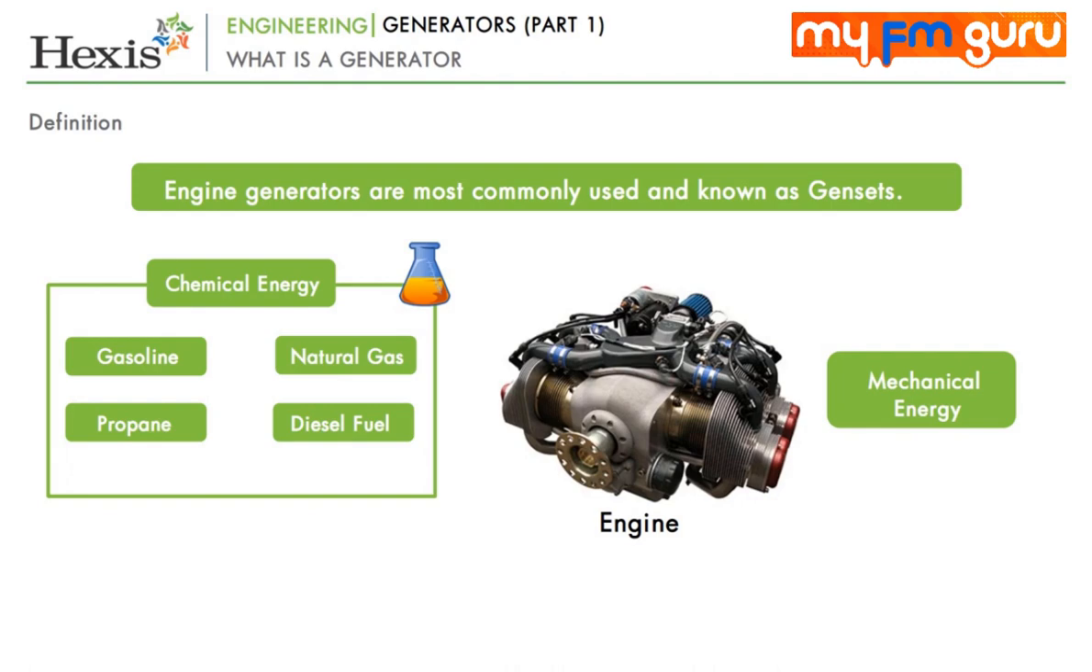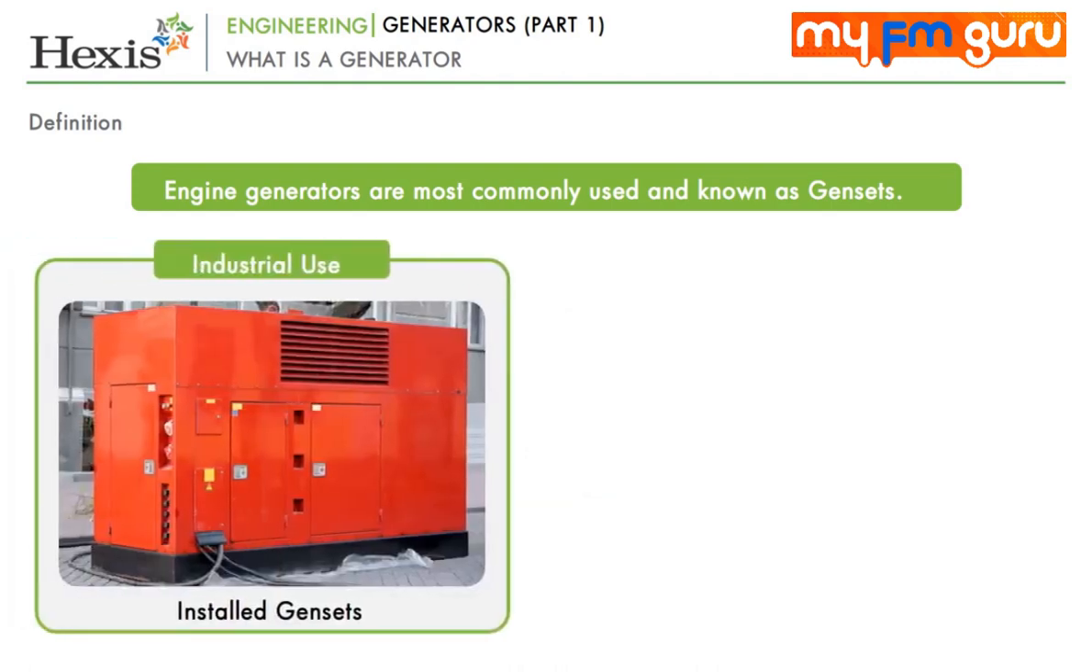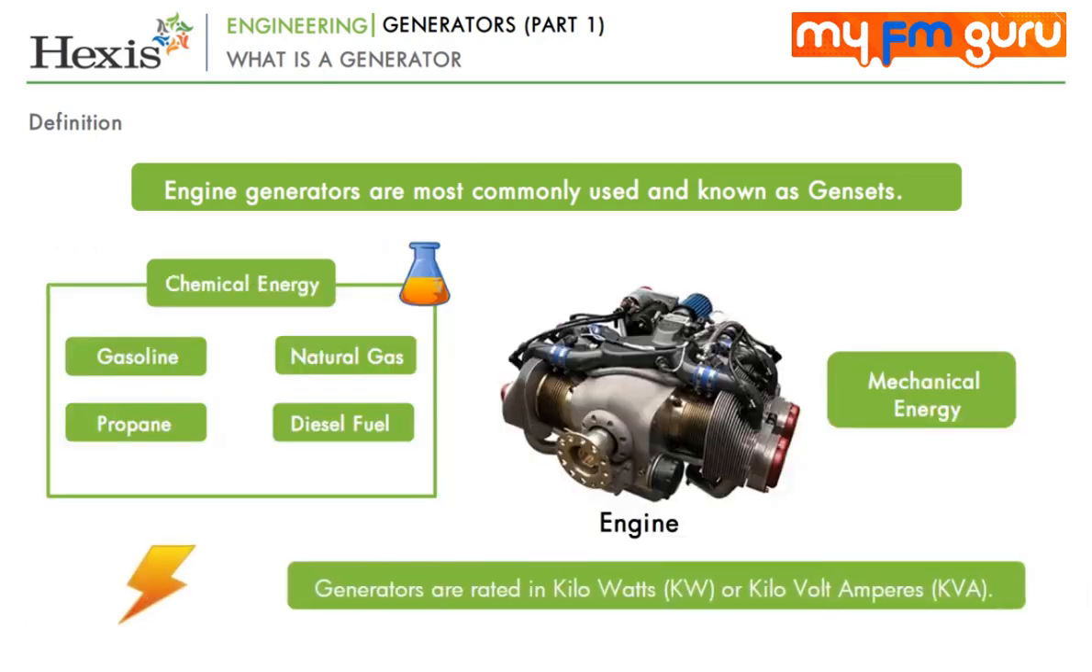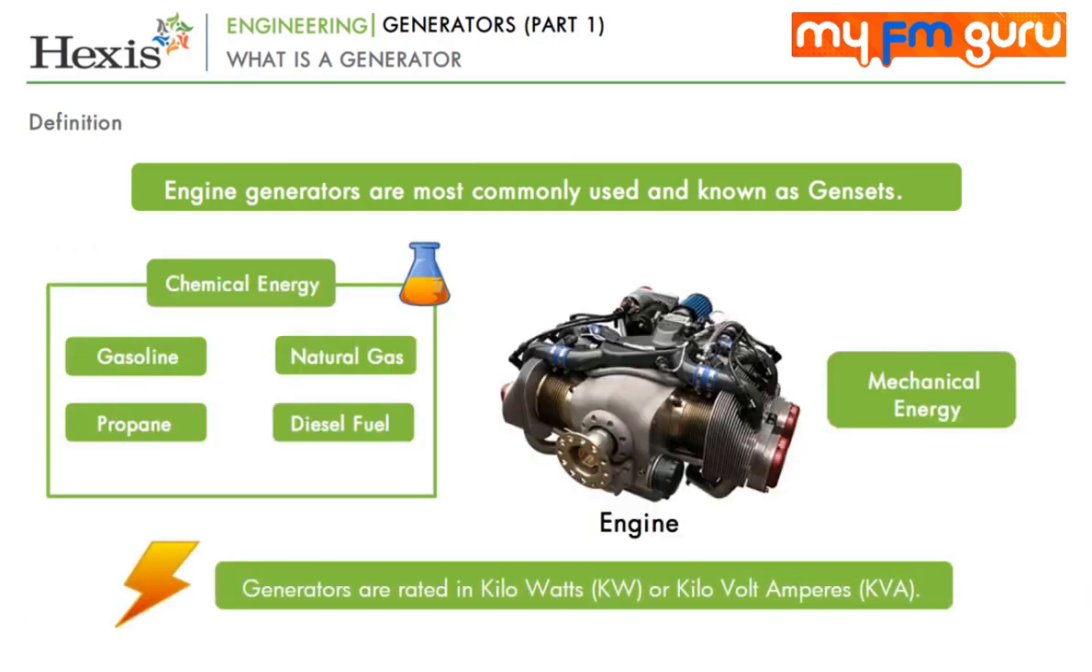Engine generators can be classified into installed generators and portable generators. Installed generators are the most reliable and cost-effective generators. The rating of generators is defined in kilowatts, that is kW, or kilovolt amperes, that is kVA.